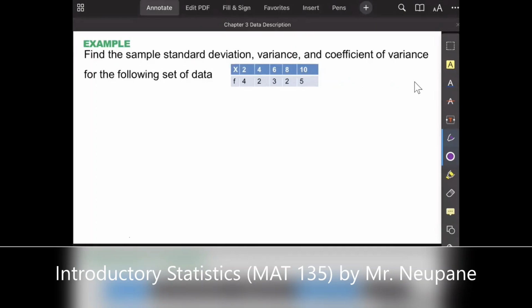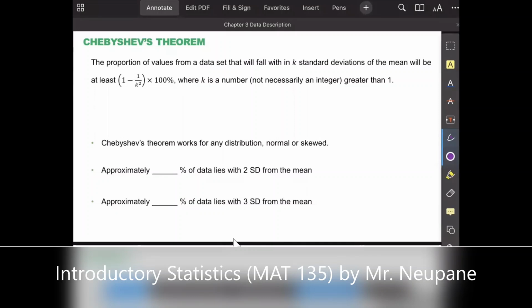I'm going to move on to next example now. Okay, now the next concept. Now the next concept for today is Chebyshev's theorem. So here we are talking about a theorem, and this theorem uses standard deviation to estimate the amount of data within the given standard deviation.